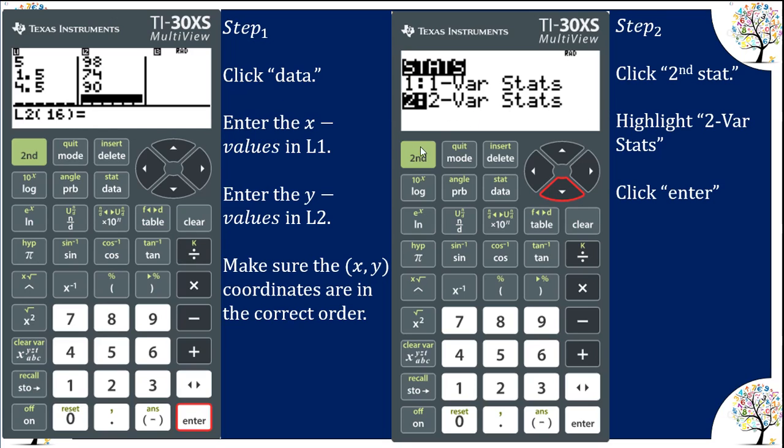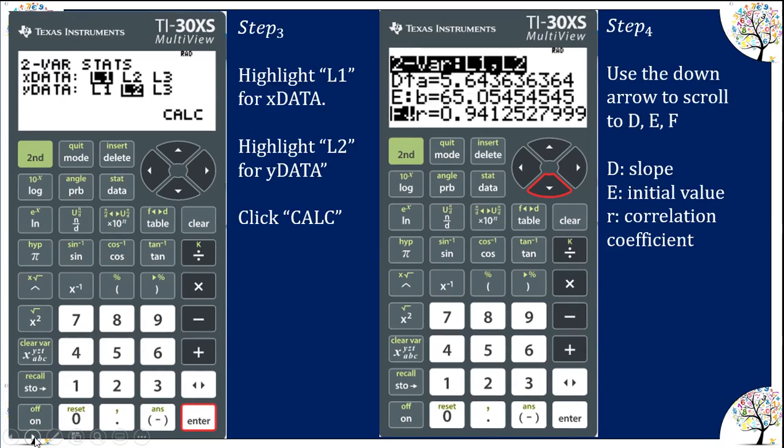Step 2, you're going to click second stat, and then instead of one variable, you're going to click on the two variable. You're going to make sure that list 1 is highlighted for your X data and list 2 is highlighted for your Y data. And it should default to these highlights. Then you're going to click Calc. Then you're going to scroll down using your arrow buttons and you want to locate the A, the little a right here, which is line D.